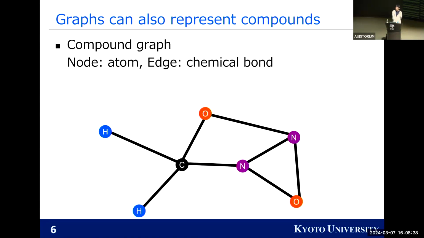And a chemical compound can also be represented by graph, where a node is an atom and the edge is chemical bond. Typically, a chemical compound has some attributes. For example, a node typically has an attribute vector which represents chemical atomic type, like hydrogen and oxygen, nitrogen, and so on. An edge also has some properties like single bond, double bond, a triple bond, and so on.